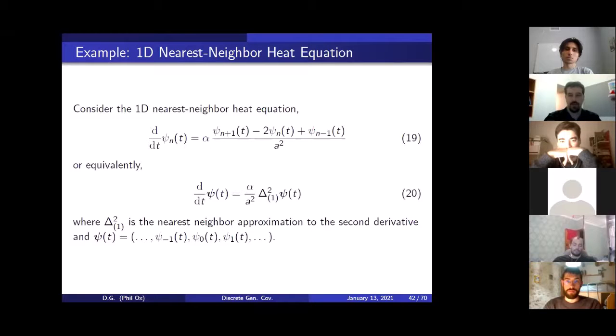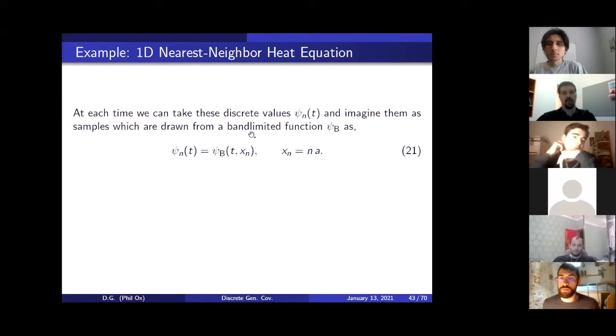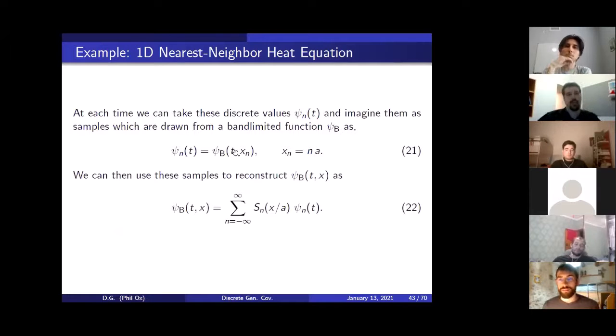Okay, so let's think about this. What can we do? Let's say we really, really believe that there's a lattice structure underlying our universe, and that the values of the field at those places evolves by this equation, right? What we could do is take those discrete values and imagine them as being samples drawn from some band limited function, psi b, right? So psi b evaluated at x_n, for x_n equals n a. You can imagine that your value came from sampling this distribution at that place. We can use these samples to reconstruct psi b exactly. So just knowing it at these places, we can reconstruct psi b everywhere by some sort of a sinc reconstruction.